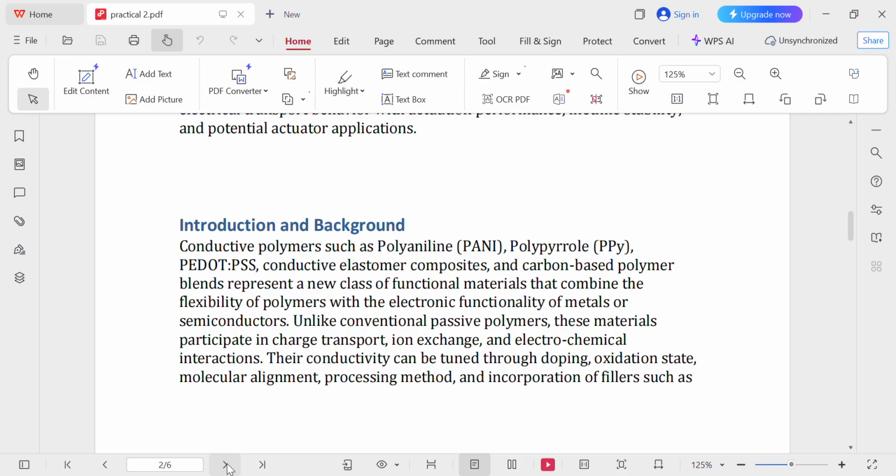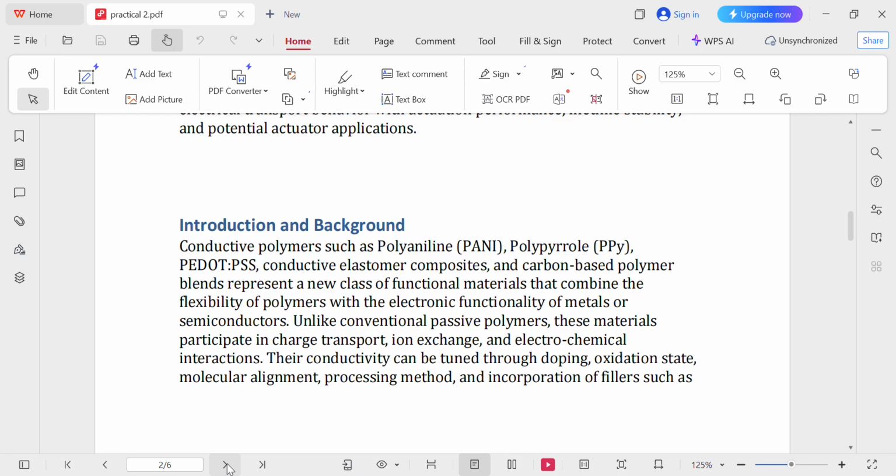This leads to measurable bending, displacement, or strain, making these materials highly attractive in applications where lightweight, silent, flexible, and low-power actuation is required. This fine movement causes the polymers to bend or stretch, which is useful for applications that need light, flexible devices that use very little power.